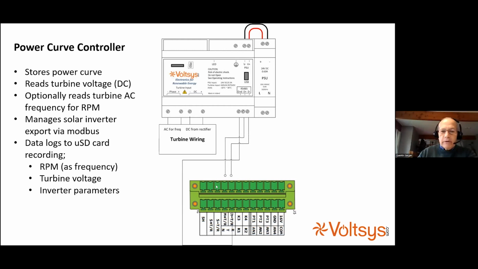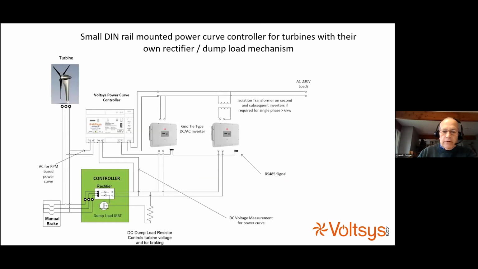It also has a micro SD card located up here, and it records the revs of the turbine as frequency, the turbine voltage, and the inverter parameters. So in a typical setup where a company had their own rectifier and dump load, they would use this small PLC to control the inverters and to manage the power curve.